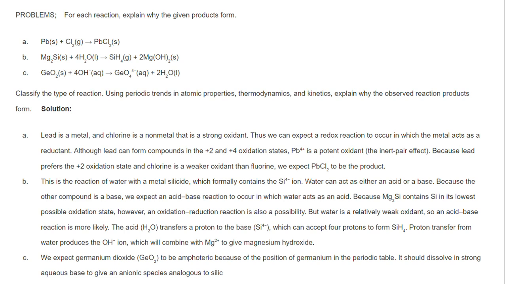Now we see the third equation, that is germanium dioxide reacts with hydroxide. The type of products formed is explained on the basis that we expect germanium dioxide to be amphoteric. Because of the position of germanium in the periodic table, it should dissolve in strong aqueous base to give an anionic species analogous to silica.